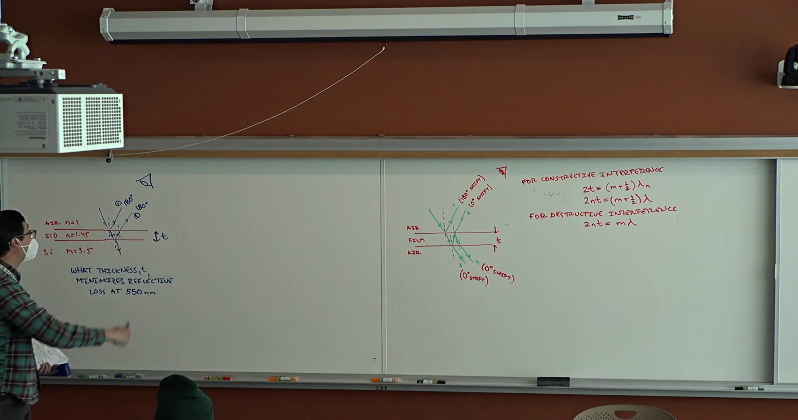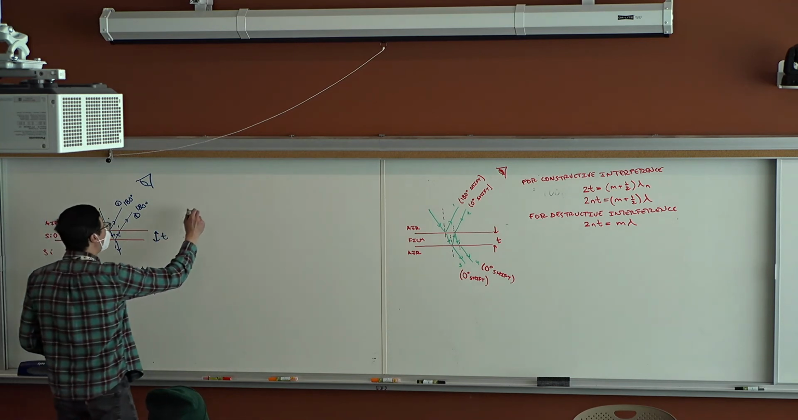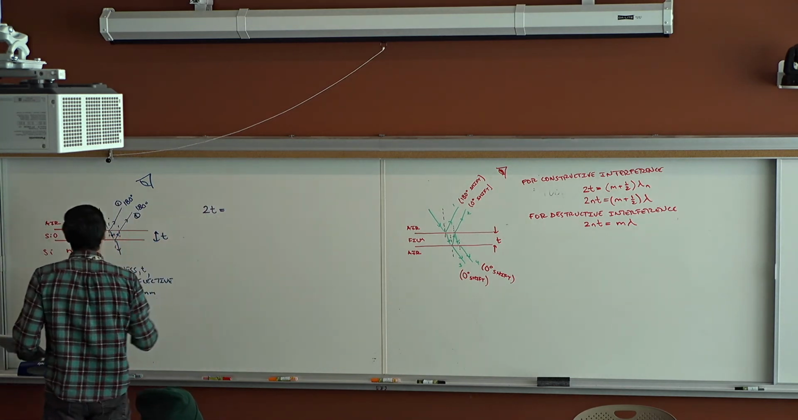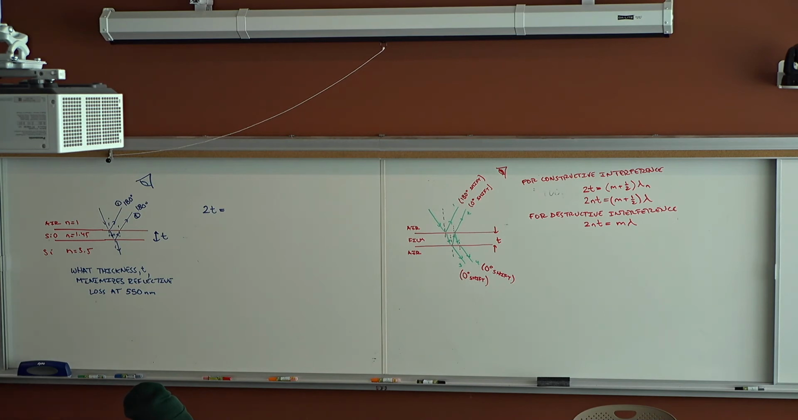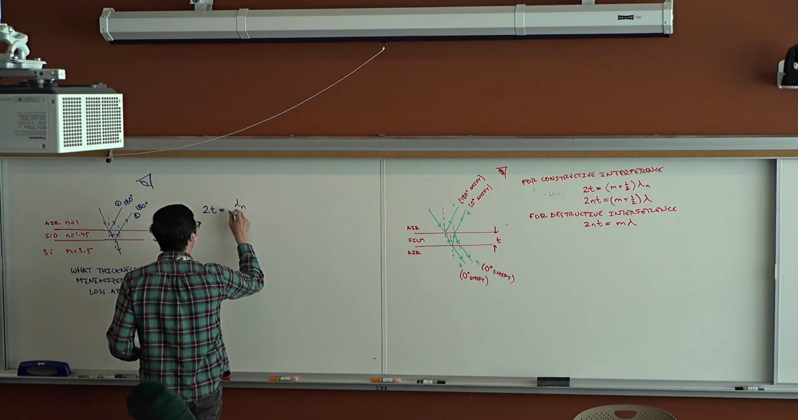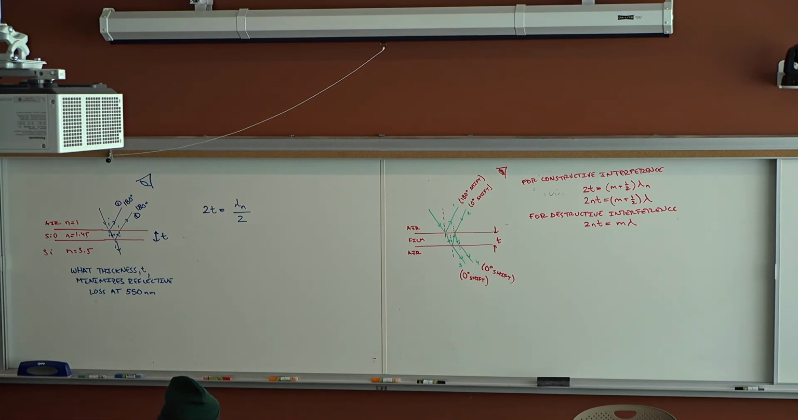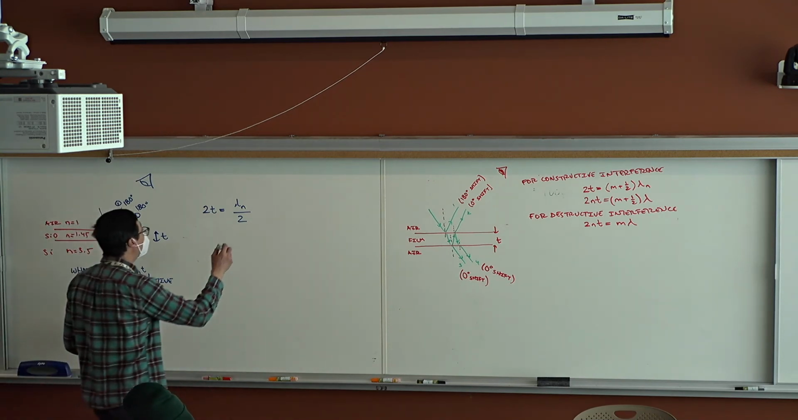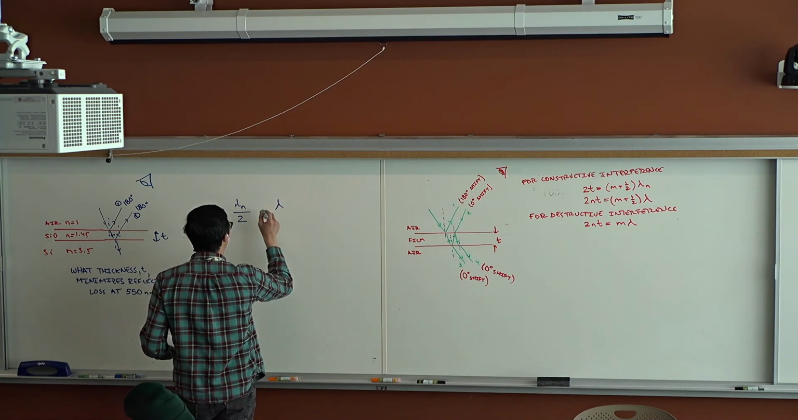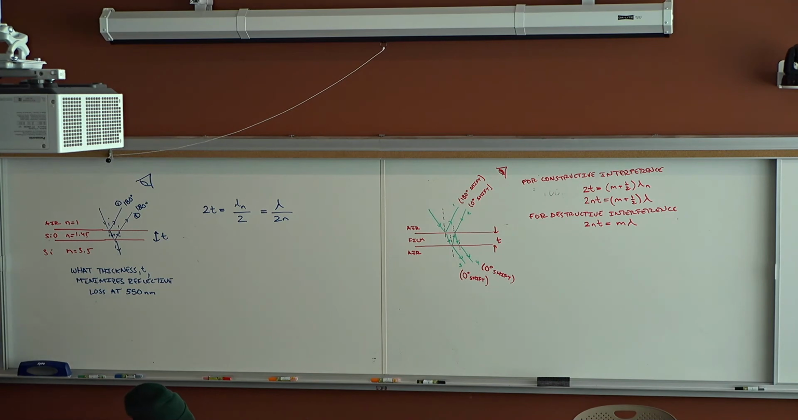And so what's the extra travel distance 2 carries beyond 1? 2t. So does 2t need to be an integer or a half integer number of wavelengths? Half integer number of wavelengths. And so this is lambda over 2n, right? Lambda n is just lambda over n.